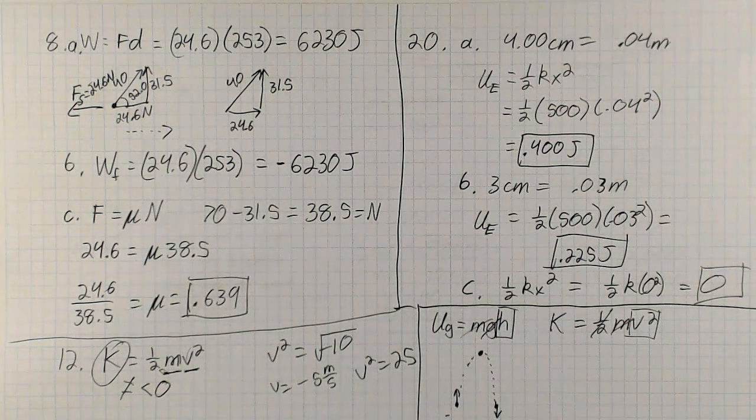So the potential will be at a maximum when the height is at a maximum, or at the top of the throw, and the kinetic energy will be at a maximum when the velocity is at a maximum, at the bottom of the throw.